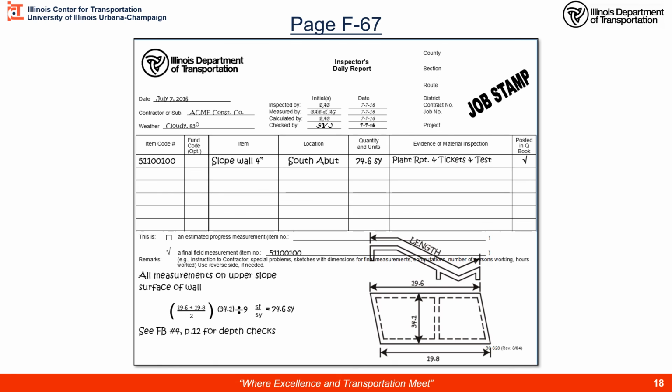All right. So I have my two lengths and a distance between them, perpendicular, parallel. So I got a parallelogram. I can average these two sides, multiply by the distance between them. Here I'm dividing by 9 to convert to my square yard. I get my square yards. Quantity in units up here, and see the field book for depth checks.